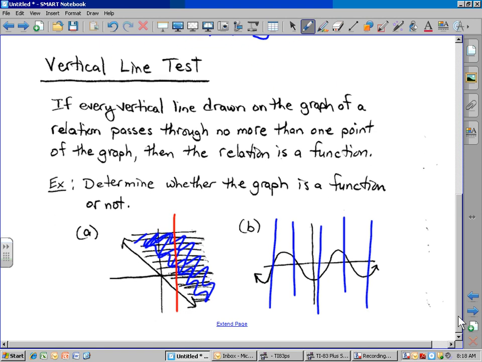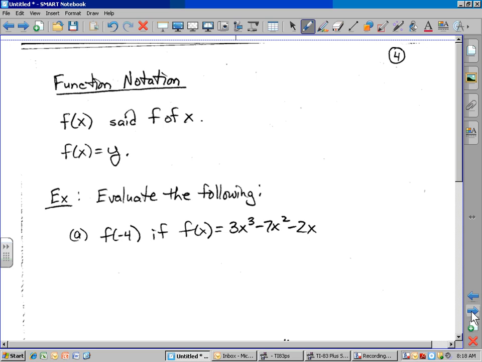We talked about the vertical line test. Function notation. If we determine that it is a function, it passes the proper tests, it fits the definition, we can now write it in the notation f of x, or whatever letter. It might be g of x, or h of x, or whatever they decide. In this case, f of x. F of x is a substitution for y in an equation. So f of x is equivalent to y.